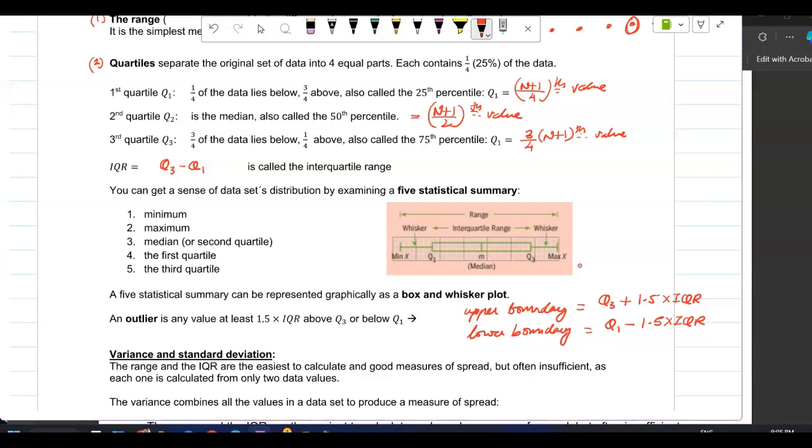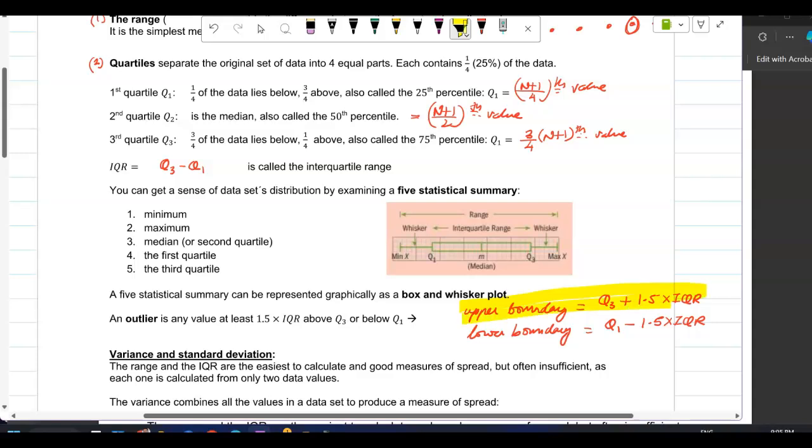So these formulas you have to remember. This is not in your formula booklet, so make it a point that you learn this.